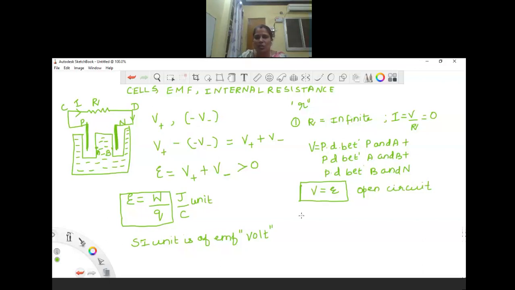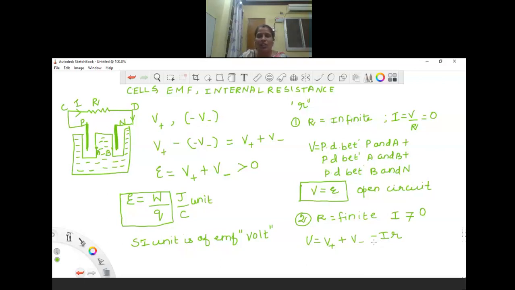Now let us go to the second case. When R is finite. If R is finite, then I is not equal to 0. Okay. Then what is the potential difference between P and N now? V is equal to, again, we take the potential difference between P and A as V plus, the potential difference between B and N is V minus, and the potential difference between A and B is minus IR.